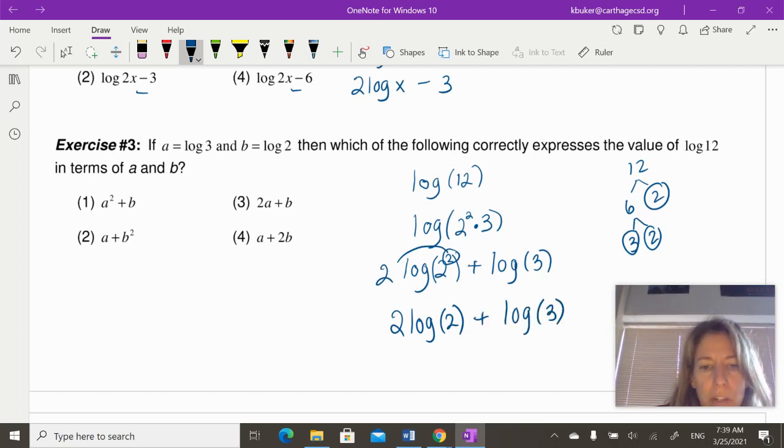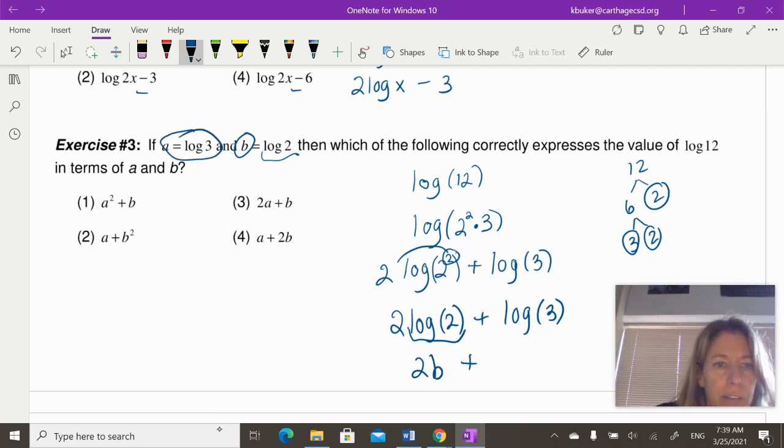And now I'm going to use my substitution. In place of log 2, they want me to substitute a b. So this is going to turn into a b. And in place of log 3, they want me to substitute an a. So this just turns into an a. So 2b plus a, or a plus 2b, it's the same thing.